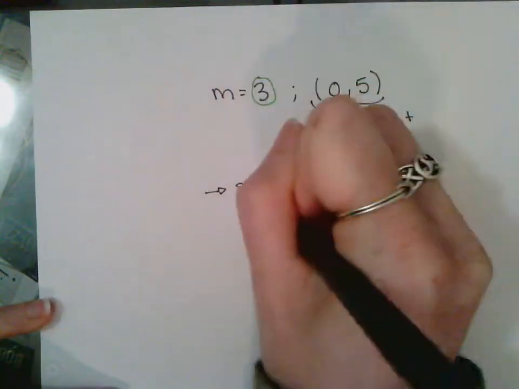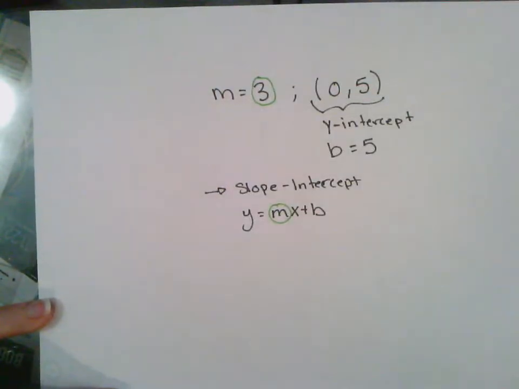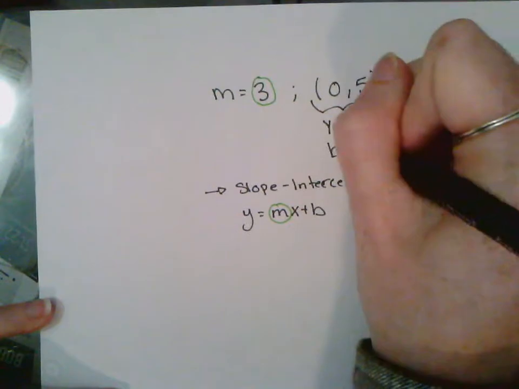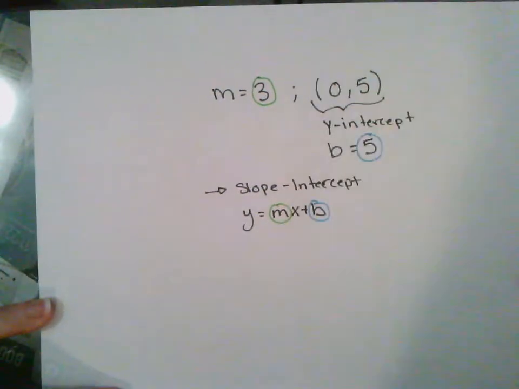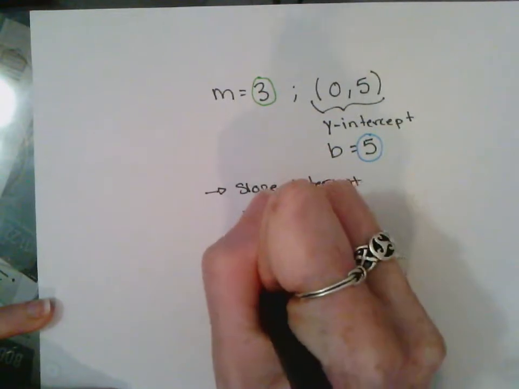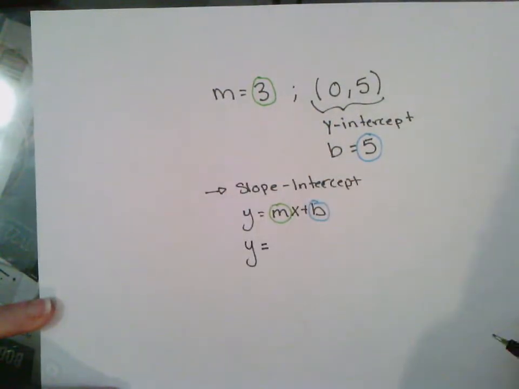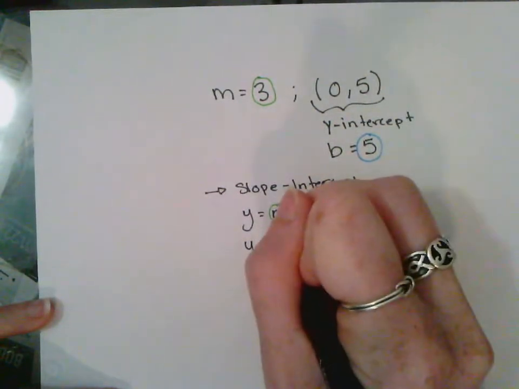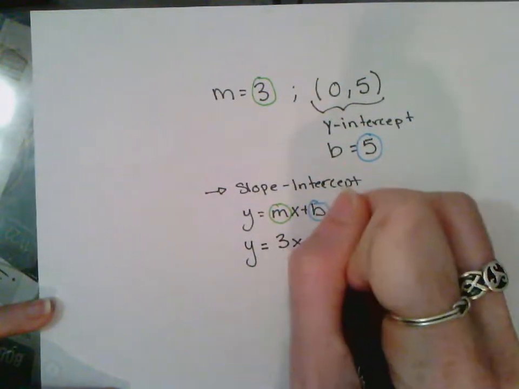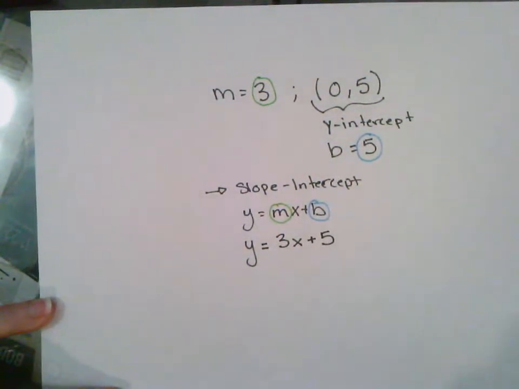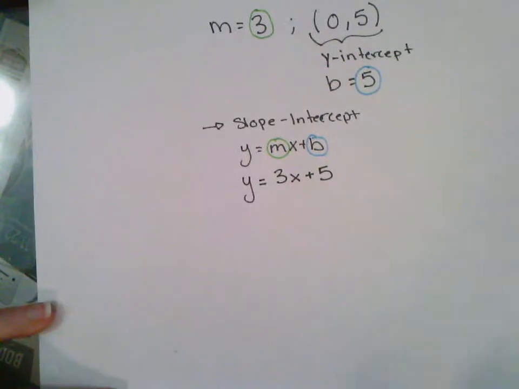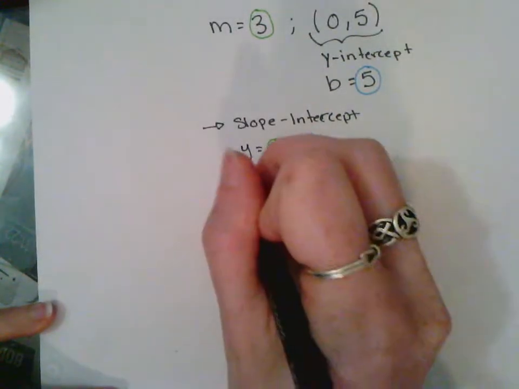It's going to be a 3. I'm going to replace this with 3. And I know my b value here, it's 5. So this is going to get replaced. But remember, I want a y and an x left over. So those are the only things that I didn't highlight. They're not going to change. So y is equal to 3x plus 5. That is all you have to do for slope-intercept.